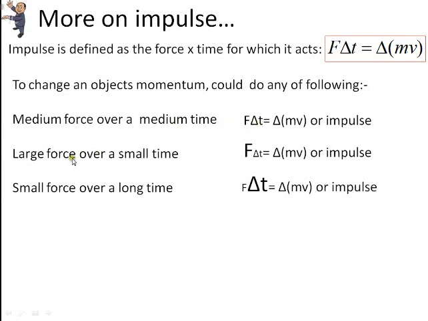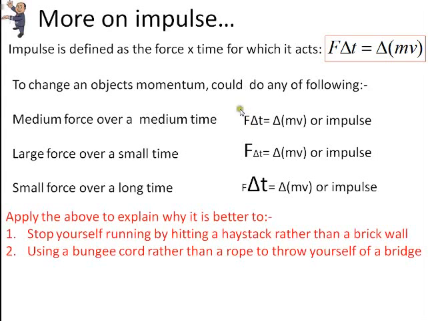What you could do though, you could apply a large force over a very small time. So here I've got a really big F with a small delta T, and this would give me the same impulse as in the first example. The third way I could do it, I could apply a very, very small force, so a little f, and I could apply that over a long time period. And this would also give me the same impulse. This changing of the force and the time is key to your understanding of what goes on in collisions and impacts. We're going to look at just a couple of thought experiments.